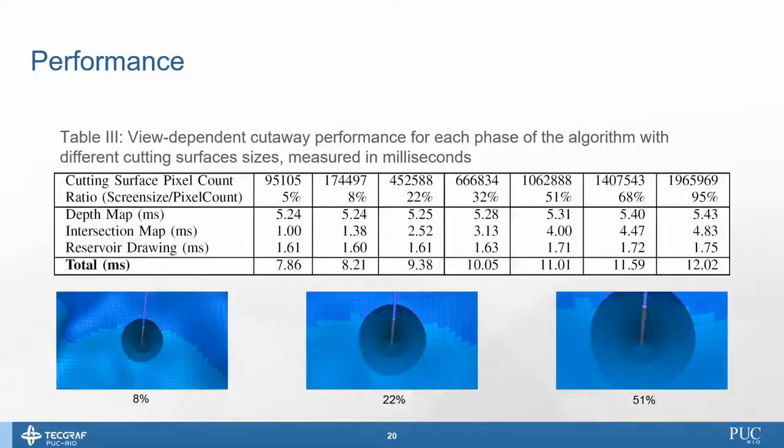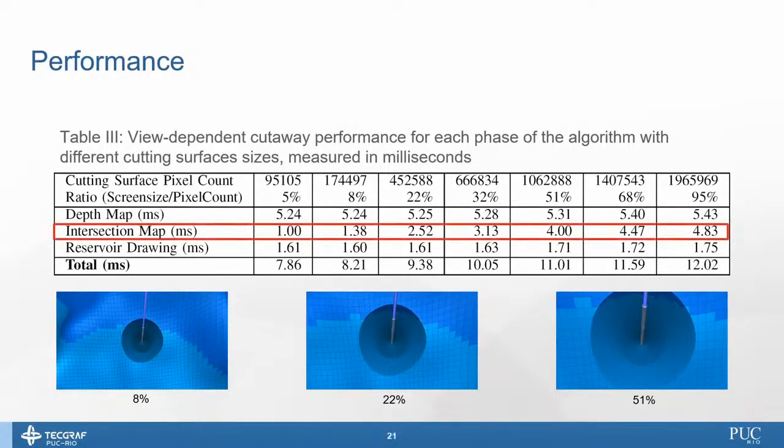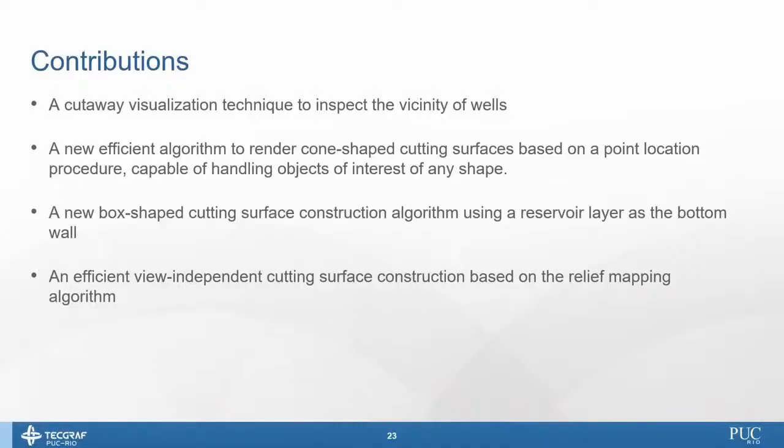We also evaluate the performance of each phase of the view-dependent cone-shaped cutaway, with increasing size for the cutting surface, as seen in Table 3. As the cut size increases, we observe that the intersection map is responsible for the majority of the increase in the cost of the visualization. To conclude, we have the following contributions.